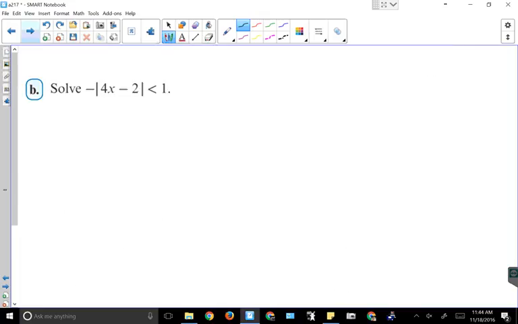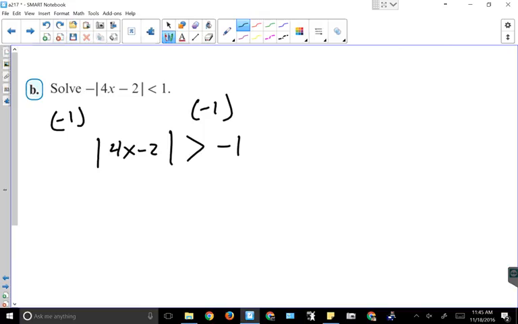So, let's try this one. Okay. So now, I've got that negative on the outside. I got to get rid of it, right? So, if I go and multiply both sides by a -1, negative times a negative is positive, so I got the absolute value of 4x minus 2. This is going to have to be -1, but the inequality gets flipped around, right? So now I am looking at 4x minus 2, the absolute value.